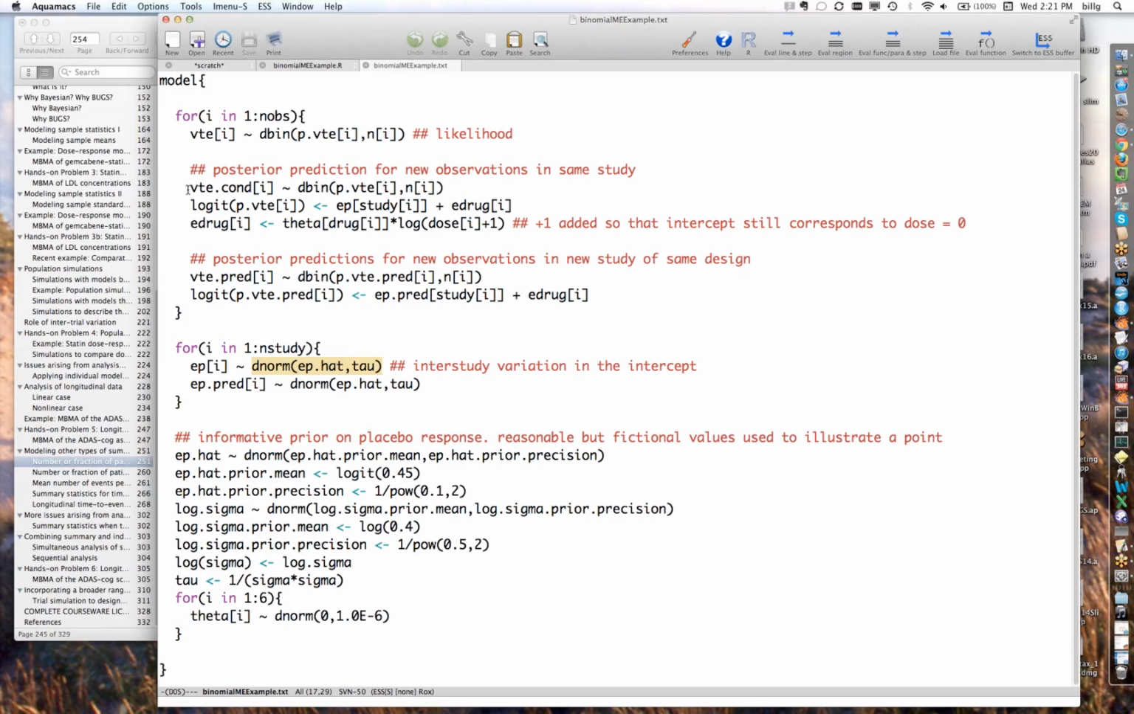We've also got the usual individual prediction value here. So here it's going to generate a predicted number of patients with a VTE corresponding to each one of the observations here. And notice the right-hand side again is identical to what it is for the likelihood component. And down here doing the same sort of thing for our population predictions over here.